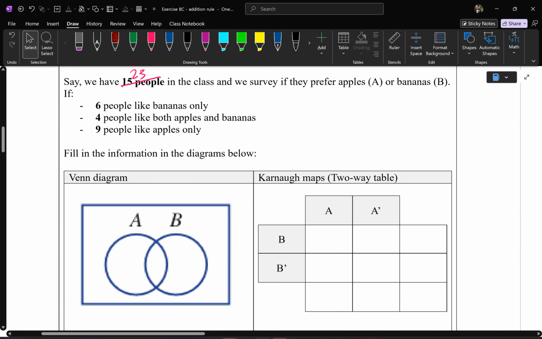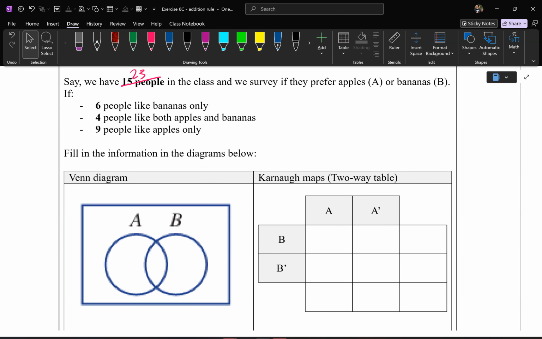Here you go. So say we have, cross that off, wasn't 15, it's meant to be 23. In the class, there are 23 people in the class. We survey if they prefer apples, so A for apples, and capital B. Remember the capital letters are for sets. So sets means groups or collections. So capital A for apples, number of people who prefer apples, and B for number of people who prefer bananas.